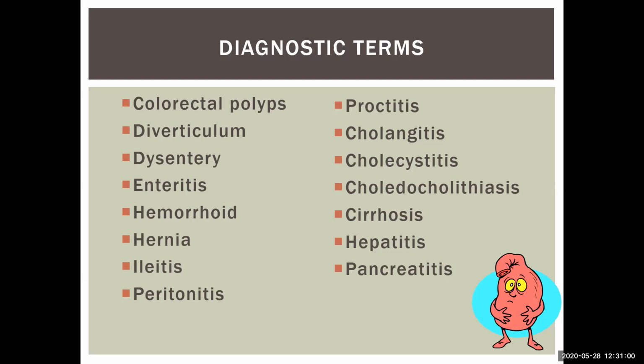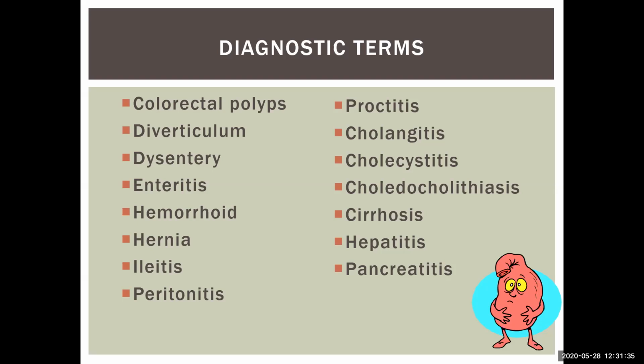Ileitis would be where you have inflammation of the lower part of the small intestine. Peritonitis, inflammation of the peritoneum. Proctitis, inflammation of the rectum and anus. Cholangitis, that's where we're going to have inflammation of the bile ducts. And then cholecystitis, inflammation of the gallbladder. Choledocholithiasis, so this is the gallbladder and the common bile ducts containing stones.